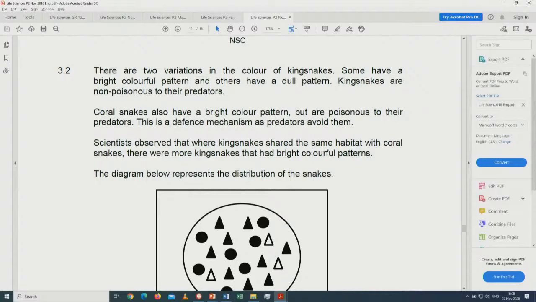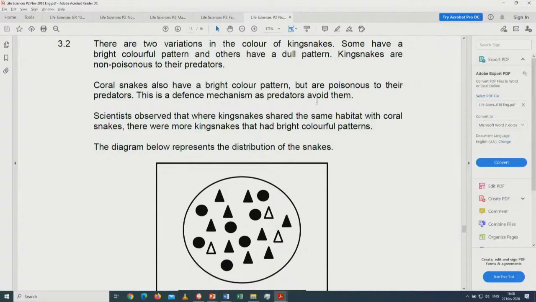King snakes are non-poisonous to their predators. Coral snakes also have a bright color pattern, but are poisonous to their predators. This is a defense mechanism, as predators avoid them because they are poisonous. Scientists observed that king snakes shared the same habitat with coral snakes. There were more king snakes that had a bright, colorful pattern. And the diagram below shows the distribution of the snakes.